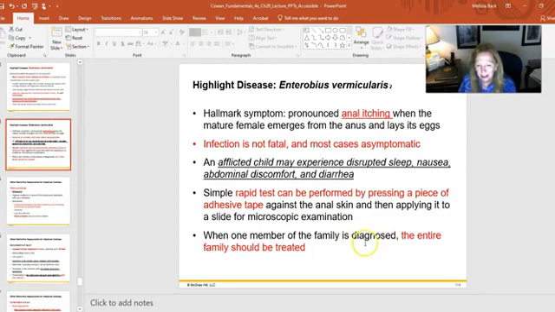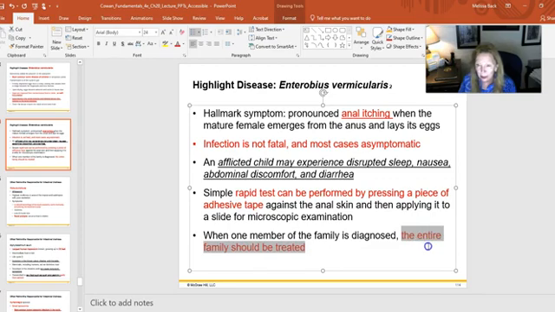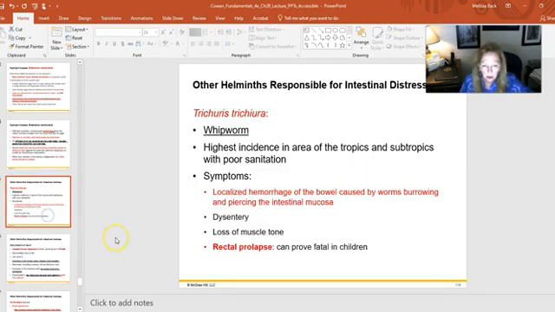If there's a diagnosis made, it is so contagious because these eggs can be airborne when people change clothes or sheets. They can be in the bed sheets. They can be in clothes. It's very, very contagious. So if one member is diagnosed, the entire family gets treated, and all of the fomites, the bed linens, the undergarments especially, but certainly clothes and that sort of thing. So everybody is treated at the same time.